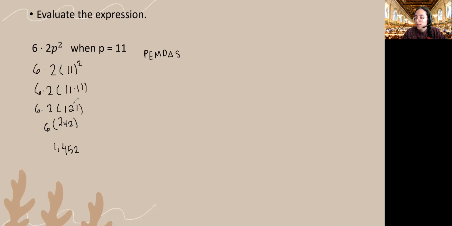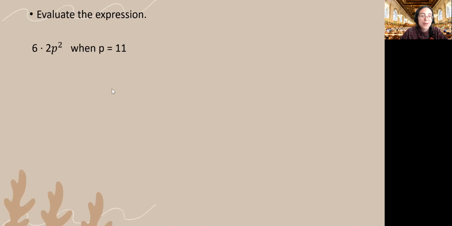Or we could have just multiplied all of this together, so it'd be 6 times 2 times 121. That would give me the same answer. But just for clarity's sake, I wanted to show you. So let's go ahead and move on to the next example.